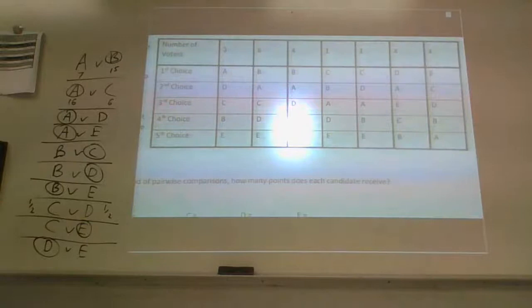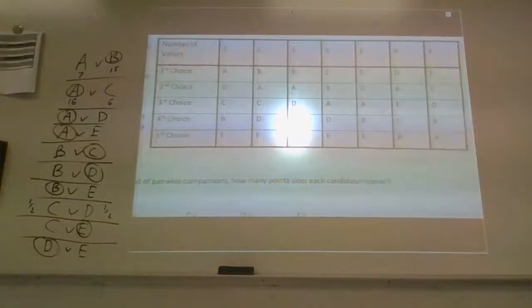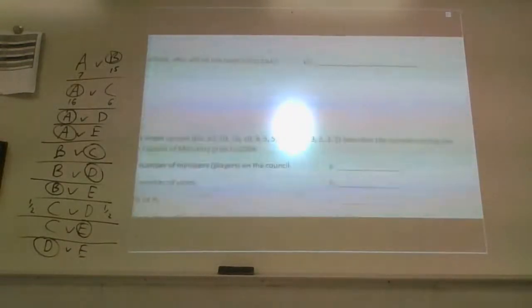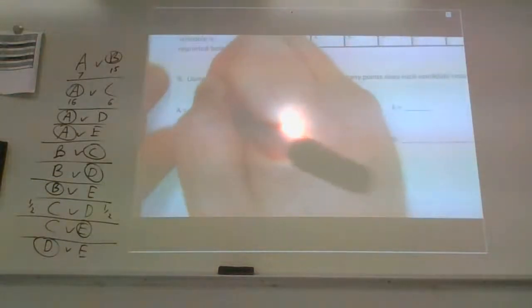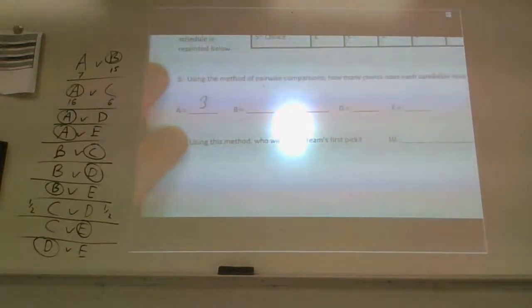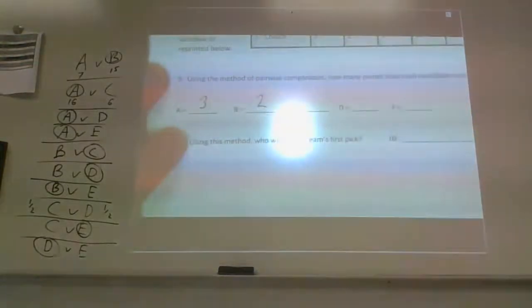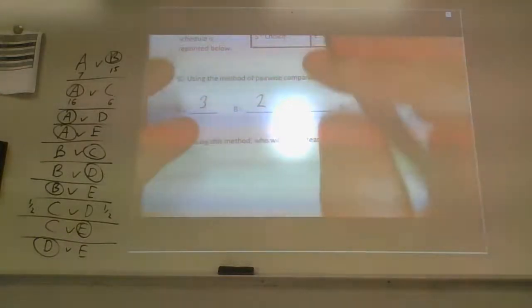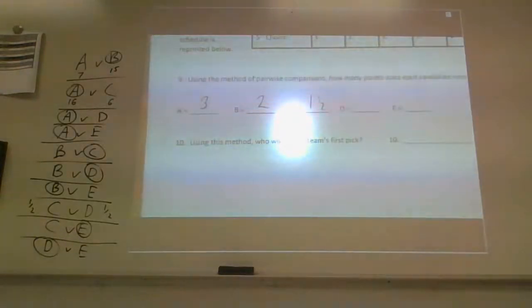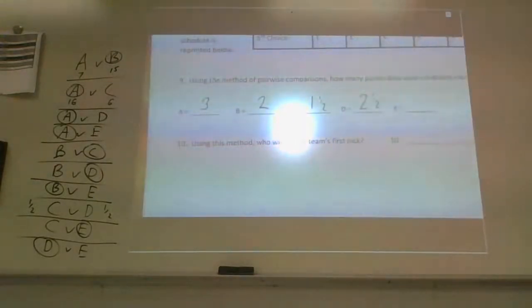Interesting. So, in terms of the totals, let me go back to my paper. Pairwise comparison does take a little bit of time. Let's see who gets the majority here now. A won 3 of those matchups, so you get 3 points. Good for them. B won 2 of those matchups. C won 1 1/2 of those matchups. D won 2.5 of those matchups. And E won 1 of those matchups.